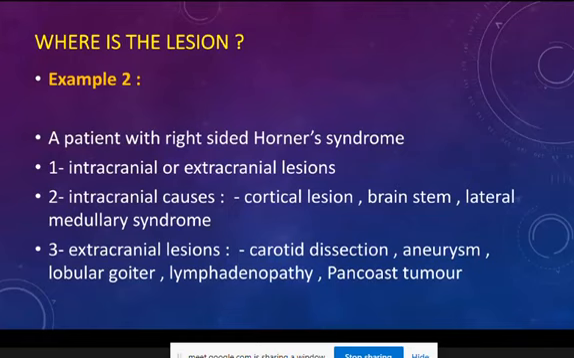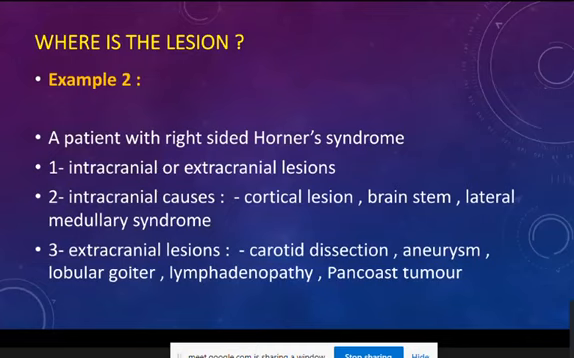The good doctor in the exam, or the good medical student, when you see a patient with Horner syndrome, immediately looks for external causes, because internal causes you can't see. You have to look for extracranial causes. Listen for a carotid bruit, okay? Feel for carotid aneurysm, lobular goiter, lymphadenopathy, and percuss for Pancoast tumor.